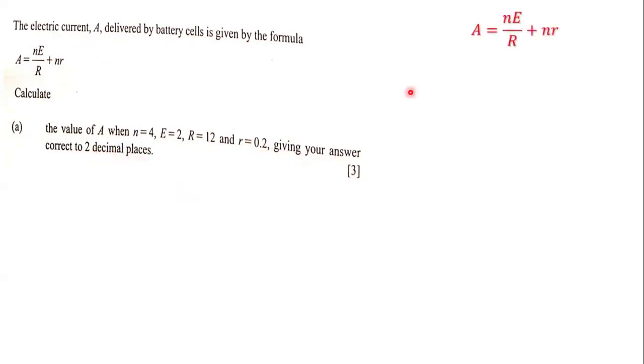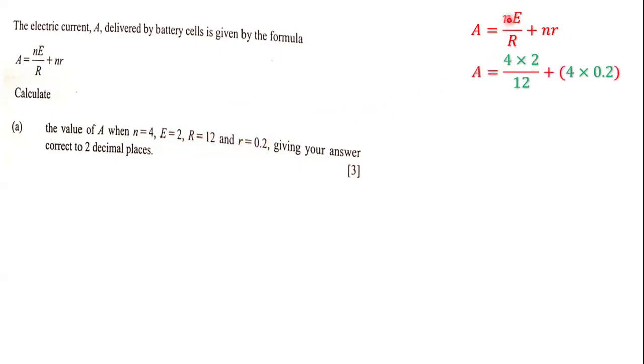And so here we have this formula, A is equal to nE all over R plus nr. We know that small n is equal to 4, capital E is equal to 2, capital R is equal to 12, and small r is equal to 0.2. So let's substitute those values in.